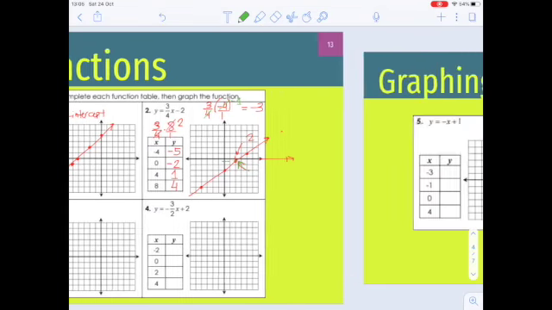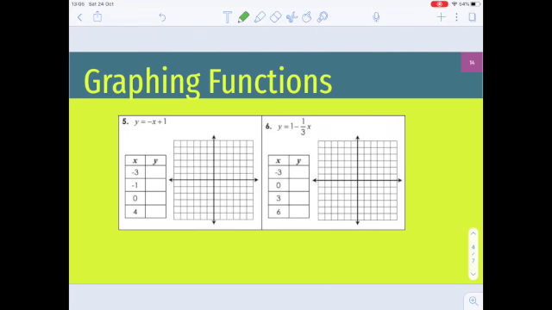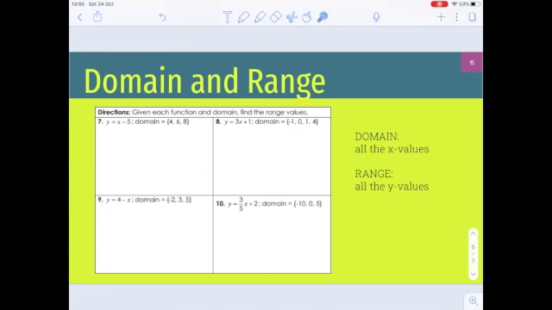I'm going to leave numbers 3 and 4, 5 and 6 up to you guys because this is something you guys really should know how to do, people, okay? Numbers 7, 8, 9, 10, they're a little bit different because the format of the question is different, but the idea is the same. You guys have to remember what domain is, all right, in order to solve this. So look at the instructions. Given each function and domain, find the range values.